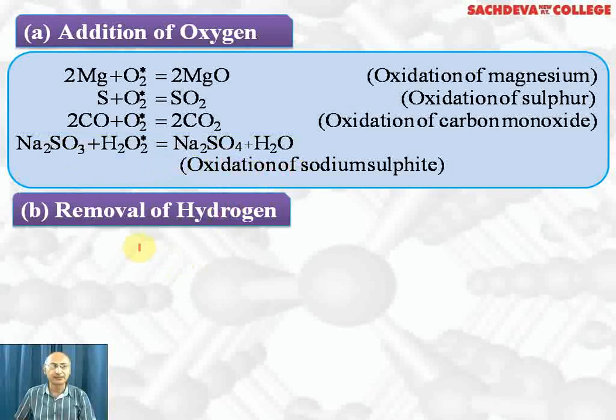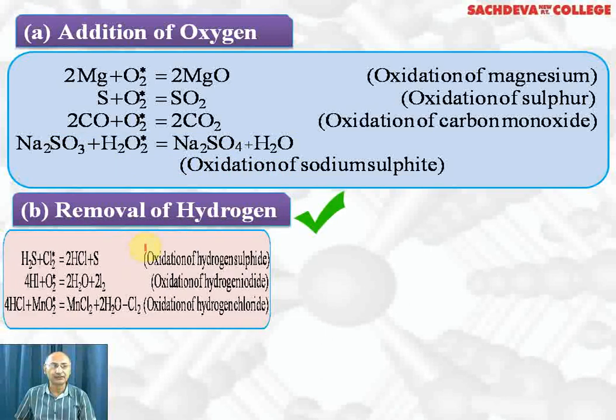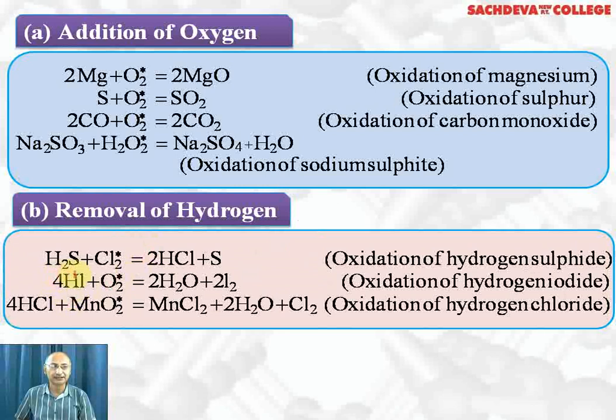Next, we are taking examples of oxidation in which removal of hydrogen takes place. The first we are taking H2S, hydrogen sulfide, plus chlorine gives you 2HCl plus sulfur. Here oxidation of hydrogen sulfide is taking place because hydrogen is getting removed with the help of Cl2. 4HI plus O2 gives you 2H2O plus 2I2. It is oxidation of hydrogen iodide. So hydrogen iodide is getting oxidized to I2. So here removal of hydrogen is taking place, therefore it is oxidation of HI.